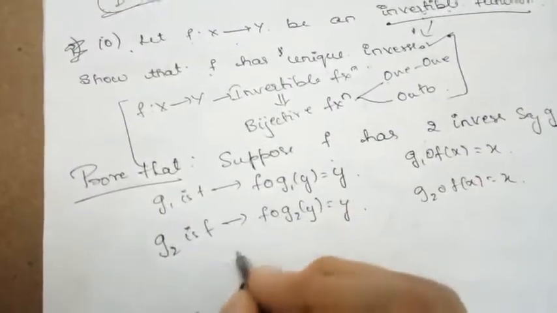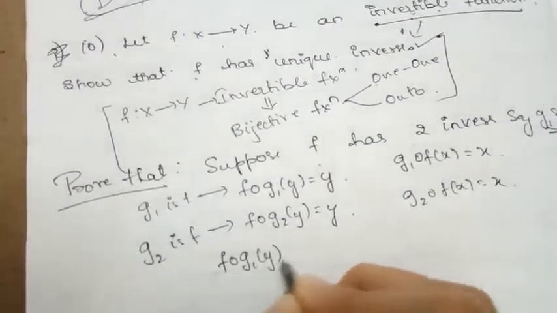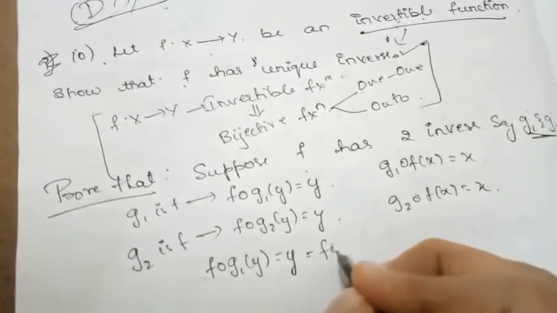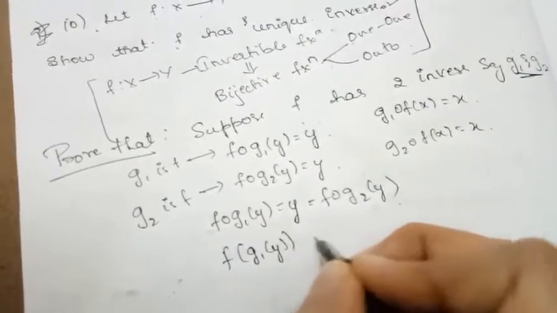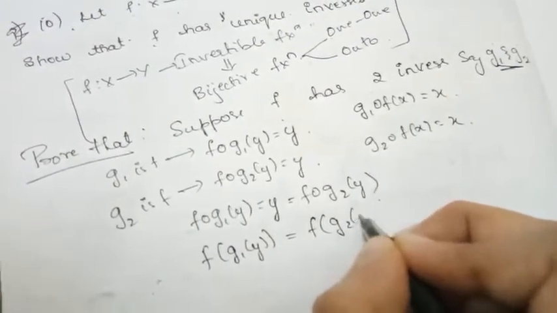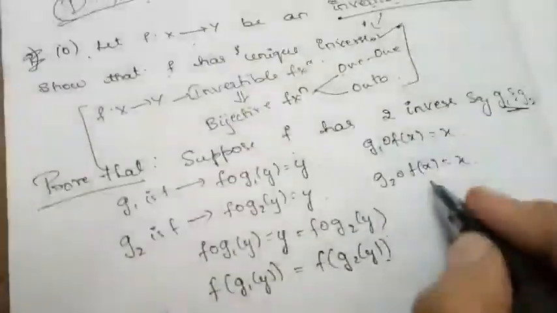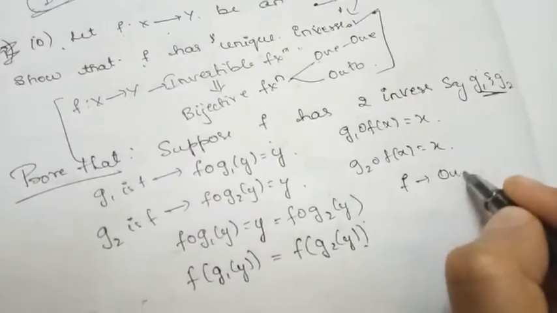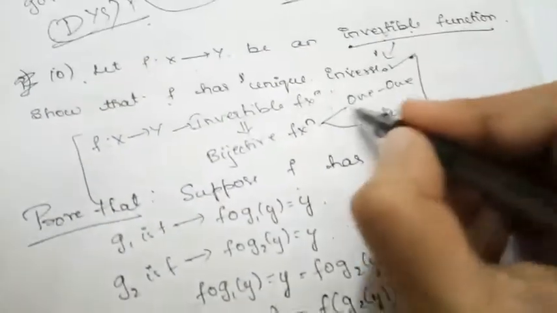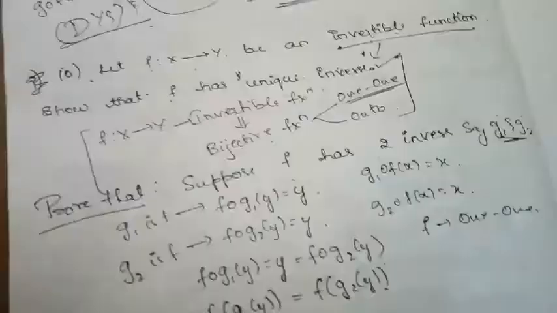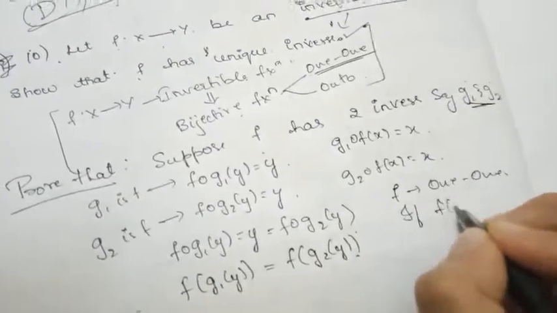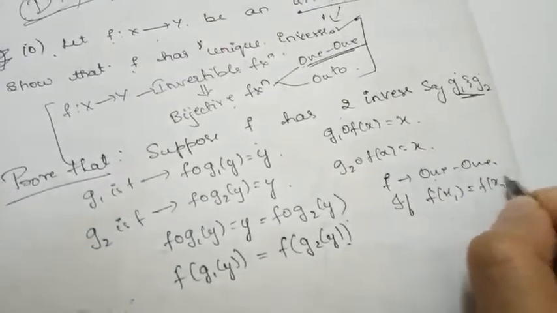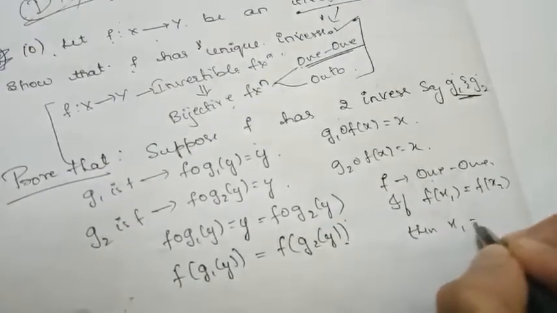So clearly, f of g1 of y is equal to y, and this is also equal to f of g2 of y. So f of g1 of y is nothing but f of g2 of y. Now with the given data we know that f is a 1-1 function, since it is invertible, it is bijective. Bijective means f is a 1-1 function. Since f is 1-1, what does that imply? If f of x1 is equal to f of x2, then x1 is equal to x2.